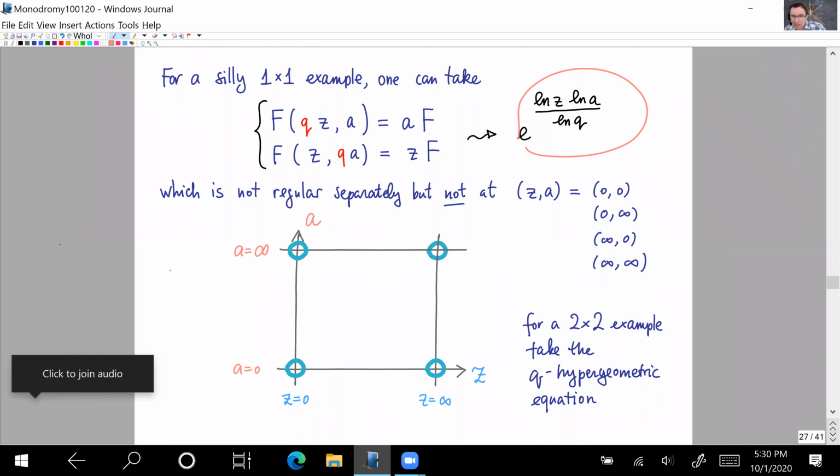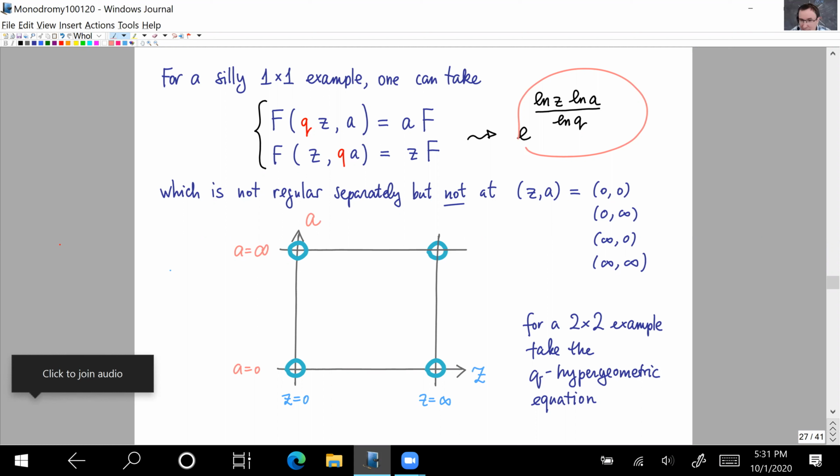And what do we see from this exponential? If Z by itself goes to 0, it grows polynomially. If A by itself goes to 0, it grows polynomially. But if they both go to 0, then it grows super-polynomially. The singularity divisor here is a union of 4 P1s, there are 4 corners, and this happens at each of these 4 corners.